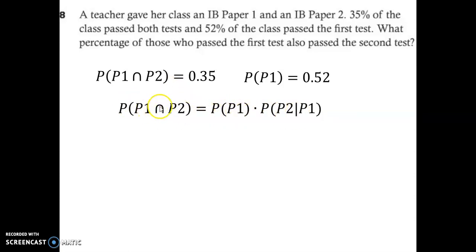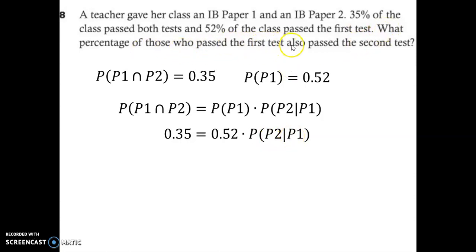When you have this AND event or intersection, you can multiply, and here's a dependent or conditional probability. So to find the intersection, we do the probability of passing paper 1 times the probability of passing paper 2, given that you passed paper 1. What we know here is the intersection, which is the 35%, both passed. We know the probability of passing paper 1. We don't know the probability of passing paper 2 if you pass paper 1, and that's actually what the question's asking for.